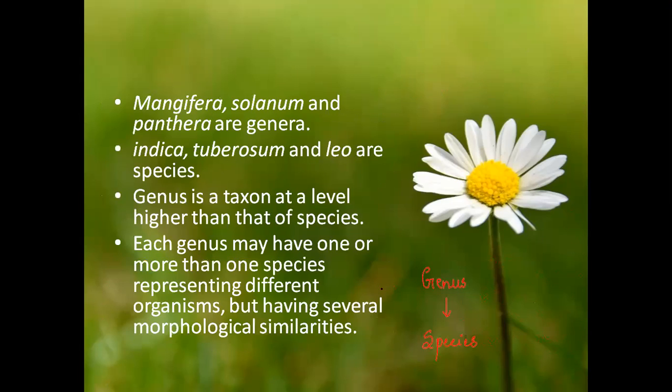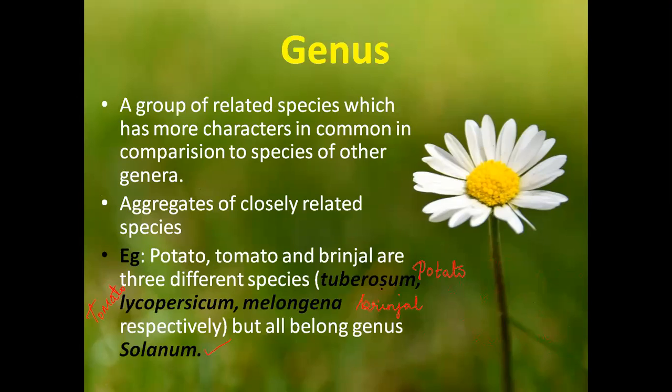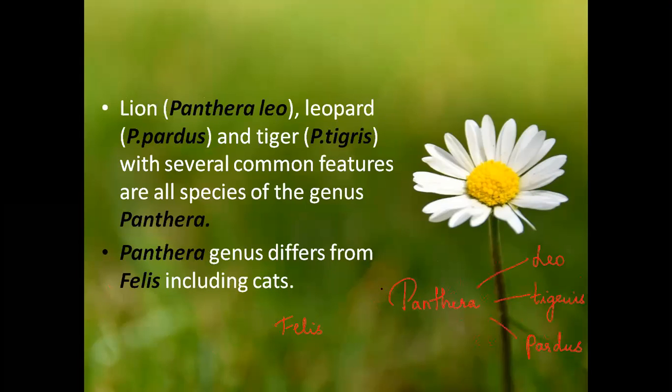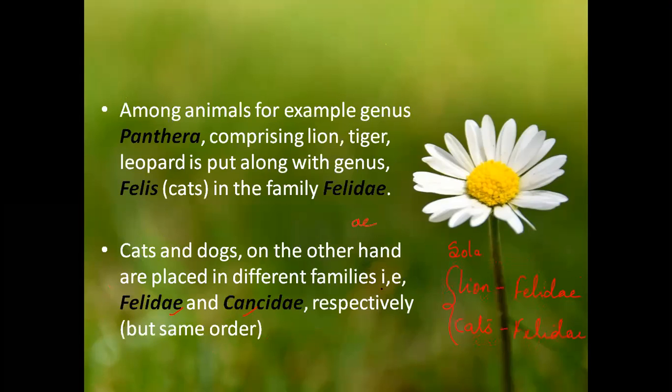Until now, today we have studied the genus, different types of genus, then species. How are species included in a genus? One genus will have one or more species. For example, the Solanum genus will have different species: tuberosum, lycopersicum, melongena. In a family, different genera or different plants are put into one family, that is Solanaceae here. Even if they have different genera, they are put into the same family.